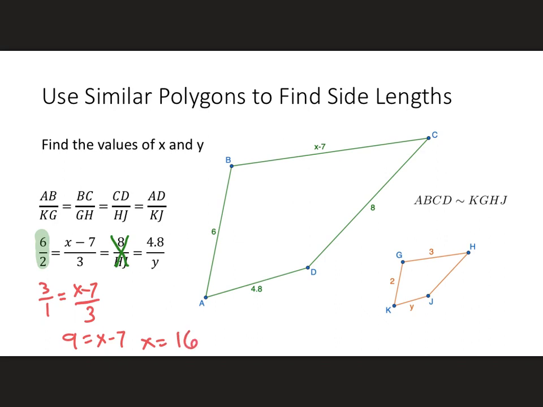To find the value of y, we're going to use our scale factor, which is again 3 over 1, and set that equal to the last part of our proportionality statement, 4.8 over y. By using the cross product, we can find that 3 times y will equal 4.8. And dividing both sides by 3, we get y equals 4.8 divided by 3 is 1.6.